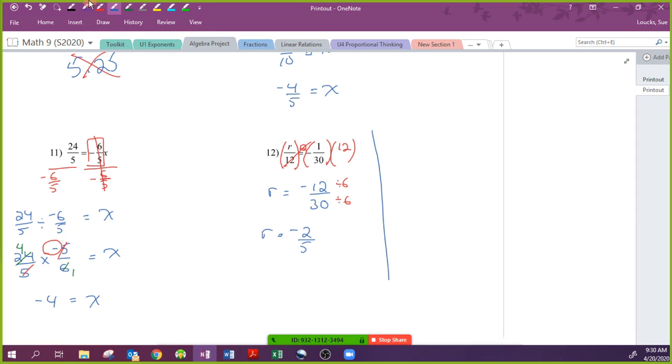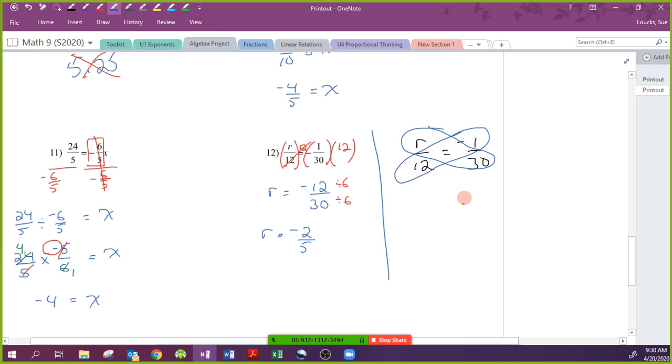The other way you could do this one, which is fine, because with algebra, as long as you show your work and you get the right answer, it's okay. I can cross multiply these. So I get 30r equals negative 12. And then I'm going to divide that by 30 and divide that by 30. So I get r equals negative 12 over 30. So I'm back to the same place. Either of those is fine. Okay?